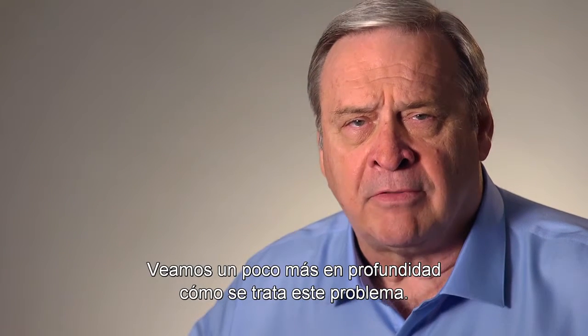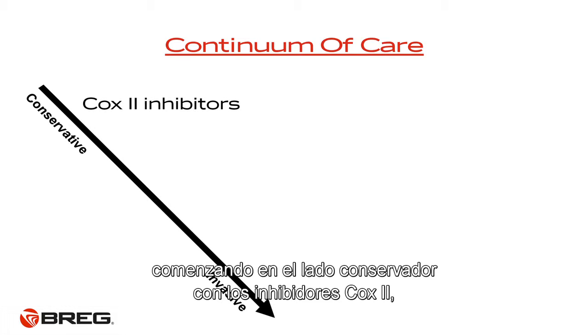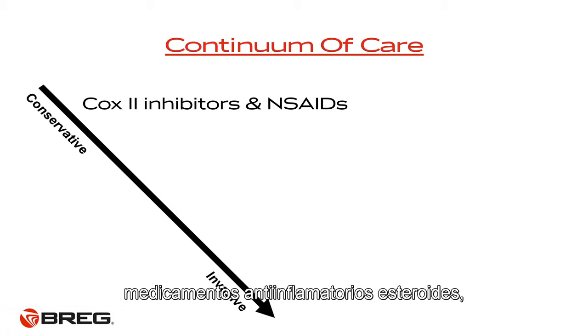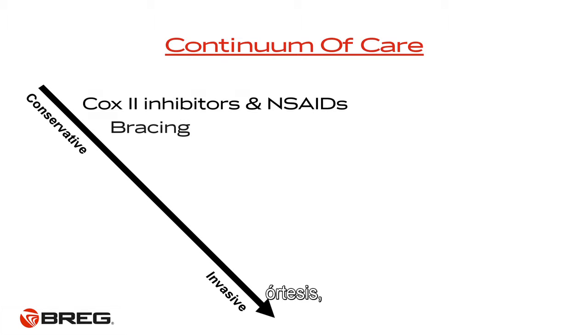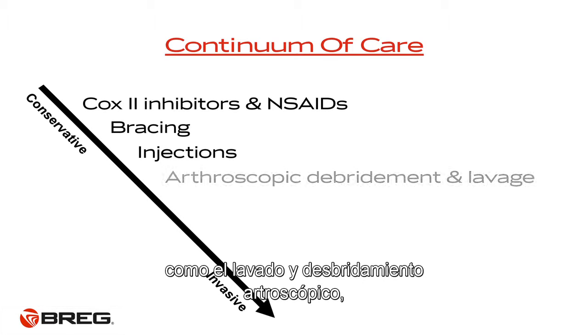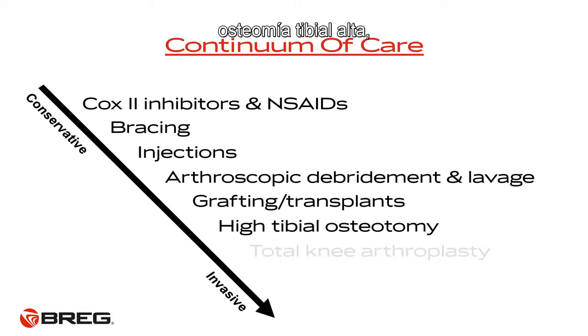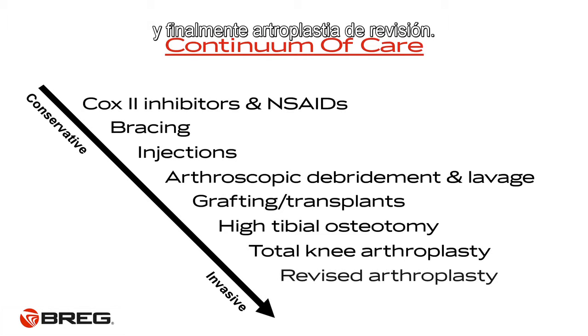Let's get more in-depth into how to treat this problem. There are several possible methods of caring for OA-deficient knees, starting on the conservative side with COX-2 inhibitors, then non-steroidal anti-inflammatory drugs, bracing, injections such as hyaluronic acid, then moving to more invasive options including arthroscopic debridement and lavage, grafting and transplants, high tibial osteotomy, total knee arthroplasty, and finally revision arthroplasty.